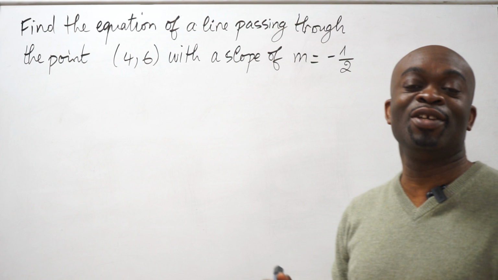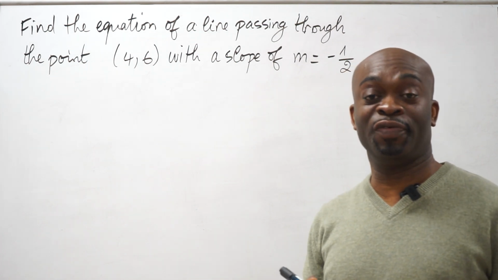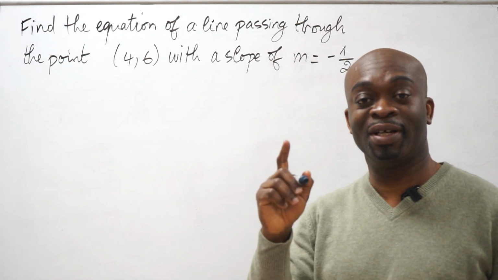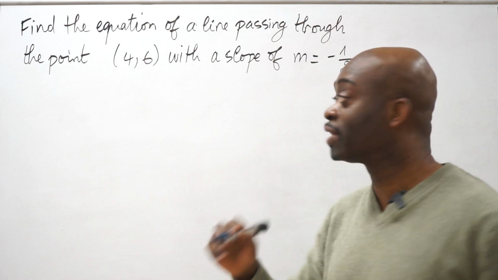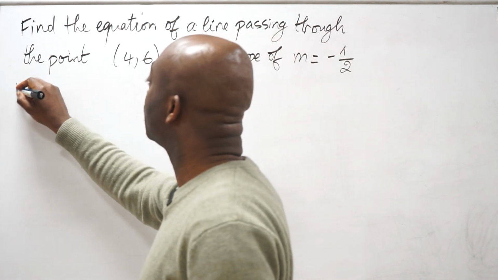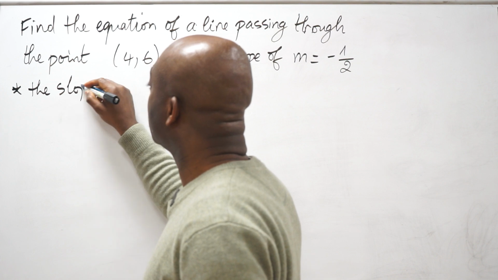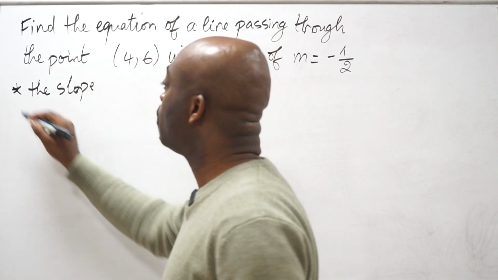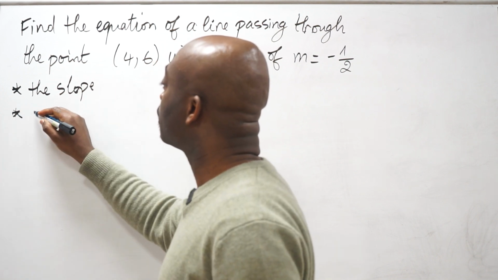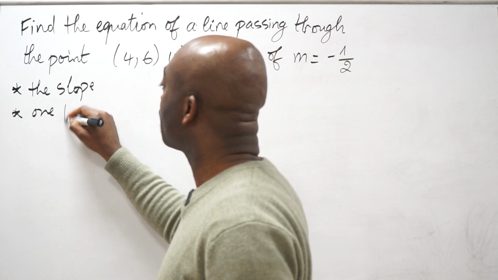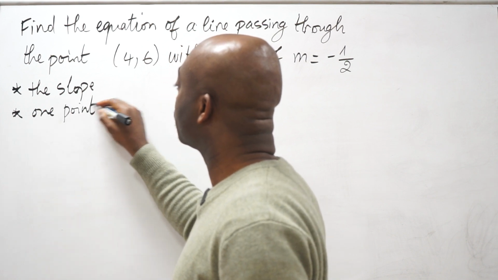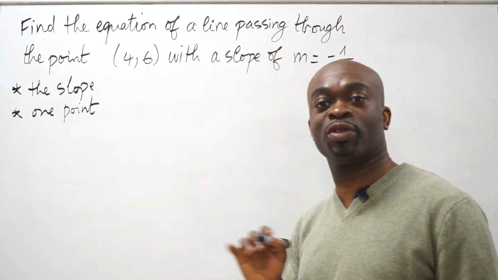So what do we need in order to write the equation of a line? We need the slope, and we need at least 1 point. All right, so two things.